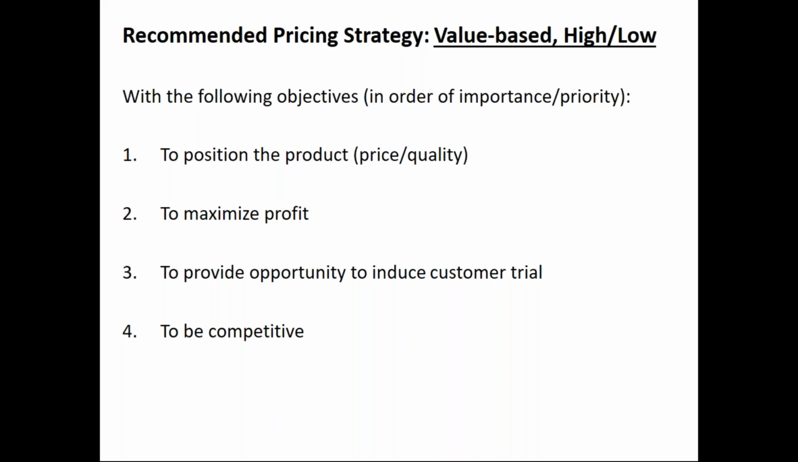As part of our strategy, we also want to outline what kind of objectives we have for ourselves. We've got four of them here. First, to position the product in the minds of your customers, that whole price-quality relationship. Second, we want to maximize profit, which is extremely important. Third, you want to provide an opportunity to induce customer trial. And last in order of importance is to be competitive. Yes, we should be cognizant that we're competitive, but let's not let that dictate our entire pricing strategy.